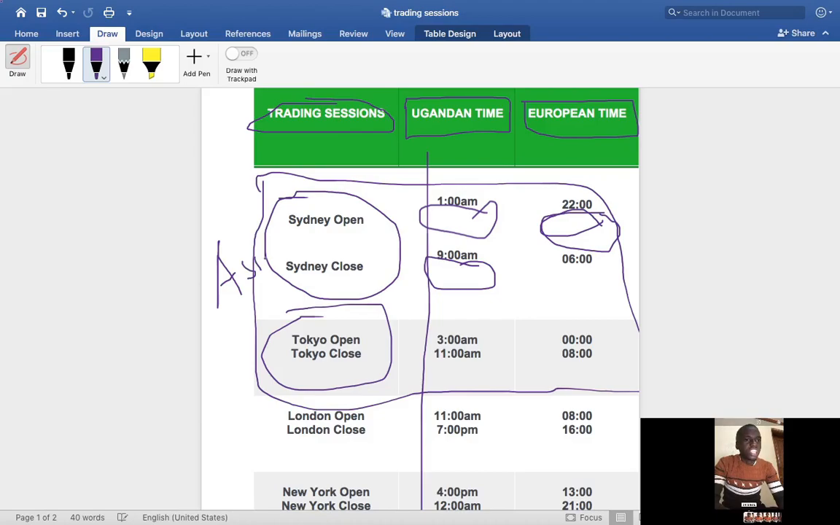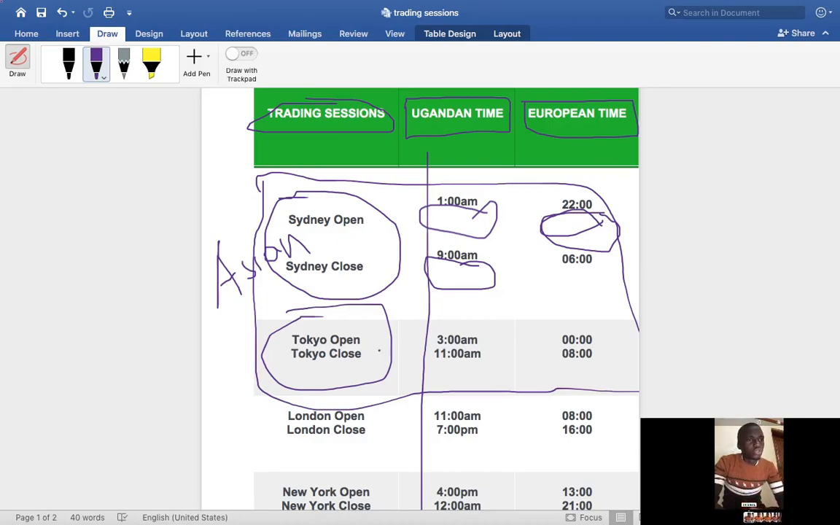This is the Asian session. Are we together? It's because the only difference they have is a difference of 2 hours. When the Australian guys open at 1, we wait for 2 hours and then the Asian guys open.